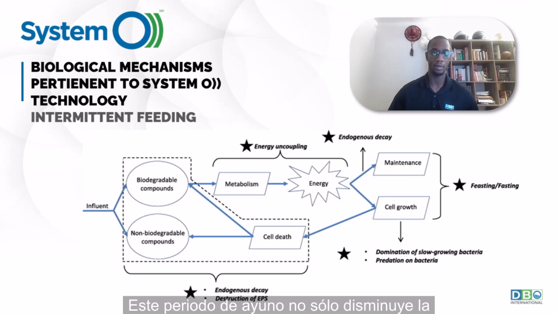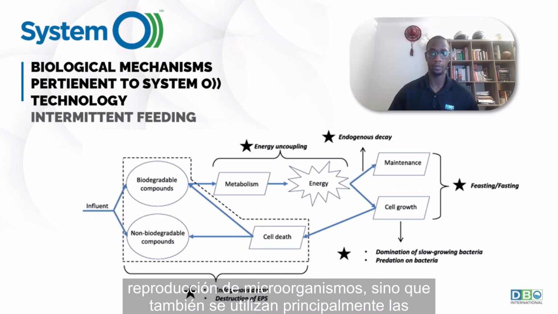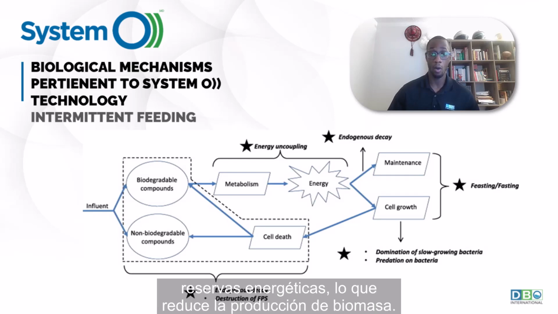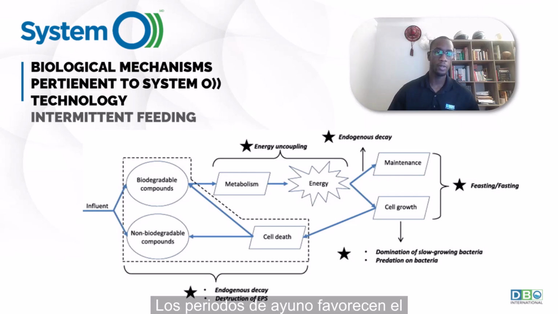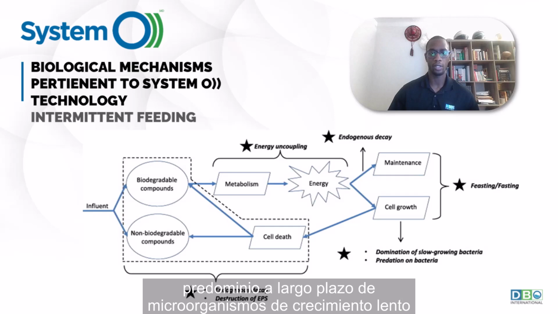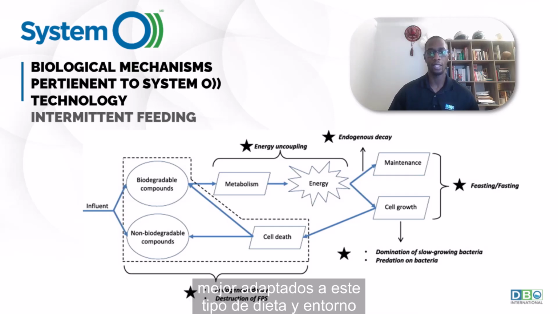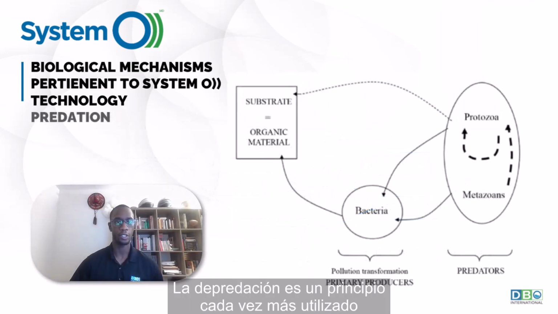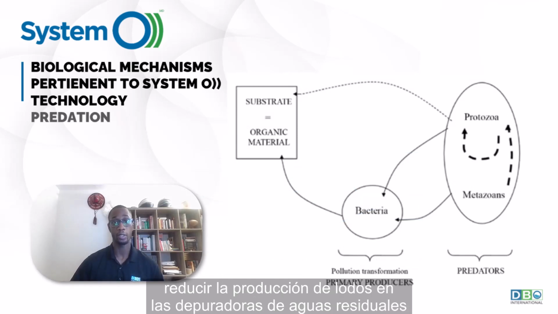Not only does this fasting period lower the reproduction in microorganisms, but the next waves of nutrients are also mostly used to rebuild the reserve of energy, once again reducing the production of biomass. The periods of fasting encourage the long-term predominance of slow-growing microorganisms that are better adapted to this type of feeding and environment. Another biological mechanism is the predation, which is a principle that is more and more implemented as a way of reducing the sludge production in wastewater treatment plants.